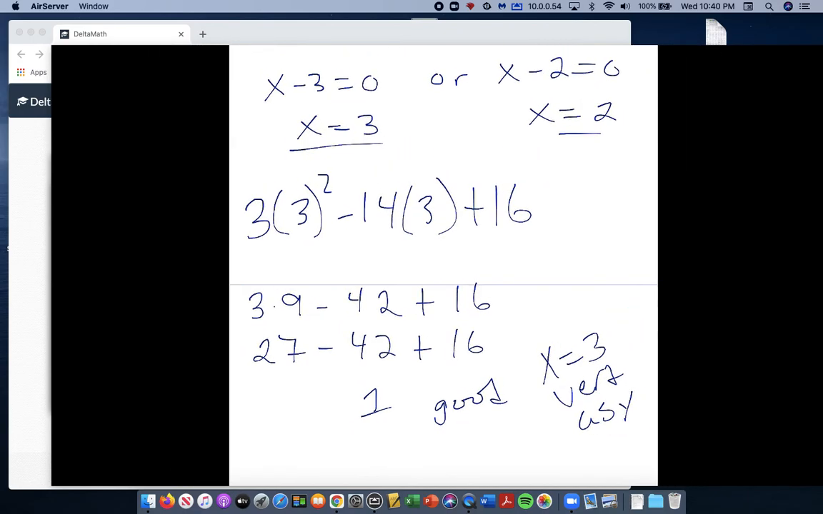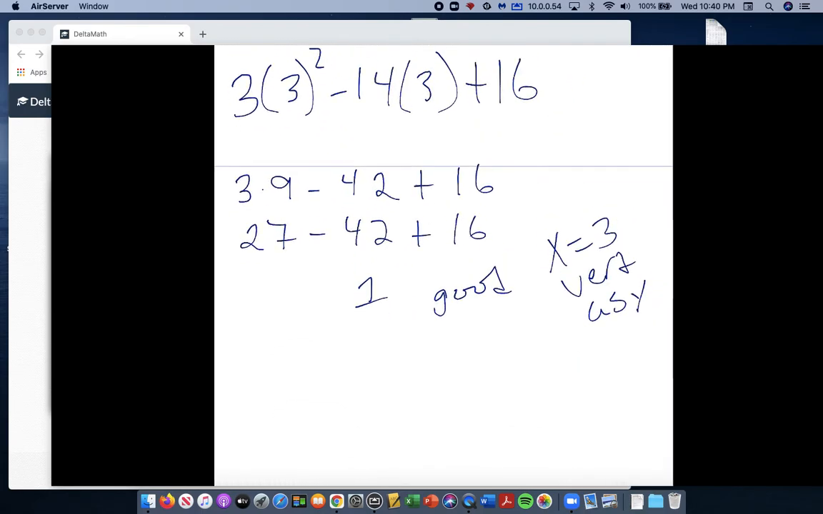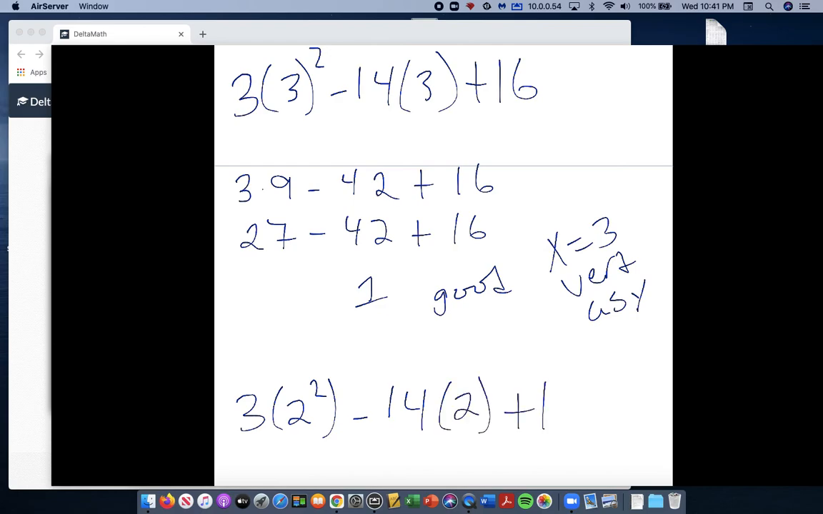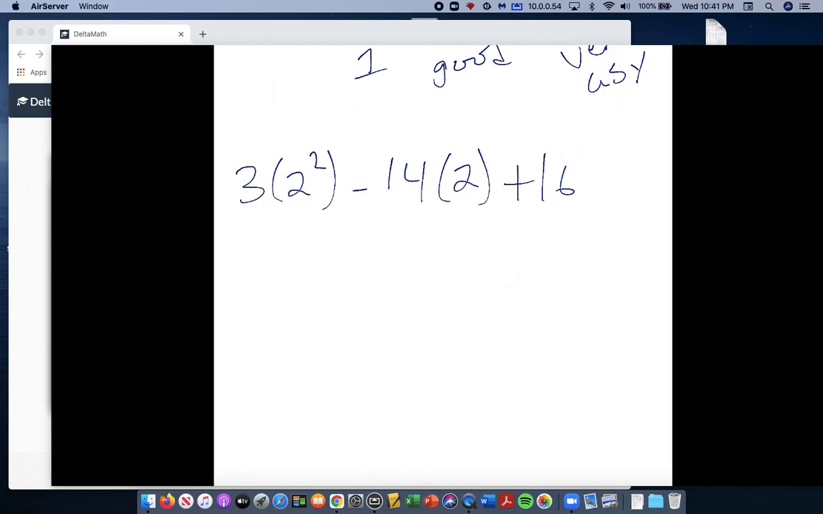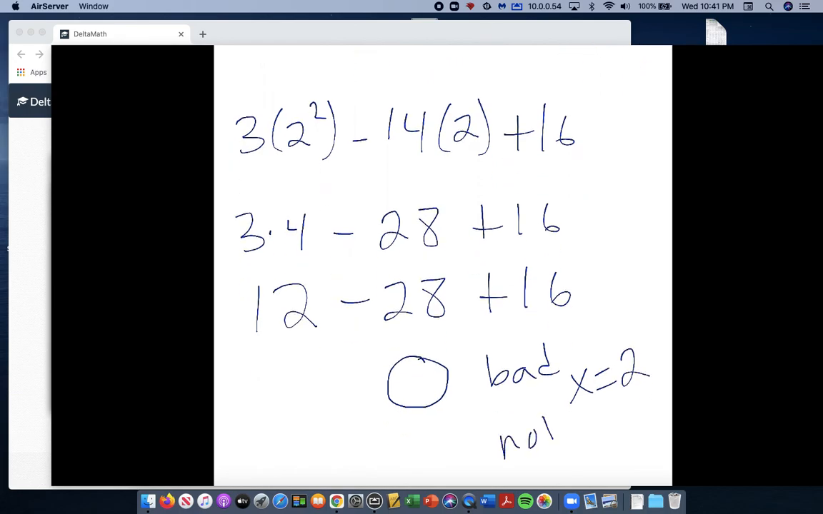But now we got to check 2 with the numerator. Still the same numerator, but we're going to plug in 2. So 3 times 2 squared minus 14 times 2 plus 16. This is 3 times 4, which is 12, minus 14 times 2, which is 28, plus 16. So we have 12 minus 28 plus 16. Uh-oh, we get 0. This is bad. That means x equals 2 is not a vertical asymptote.